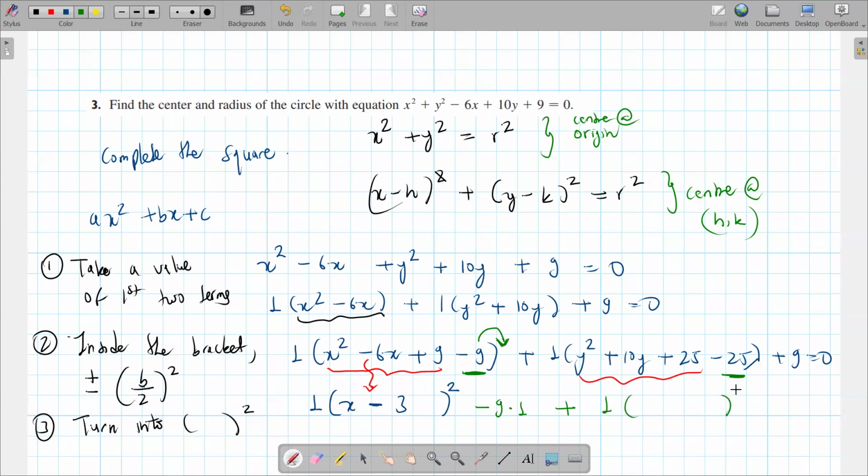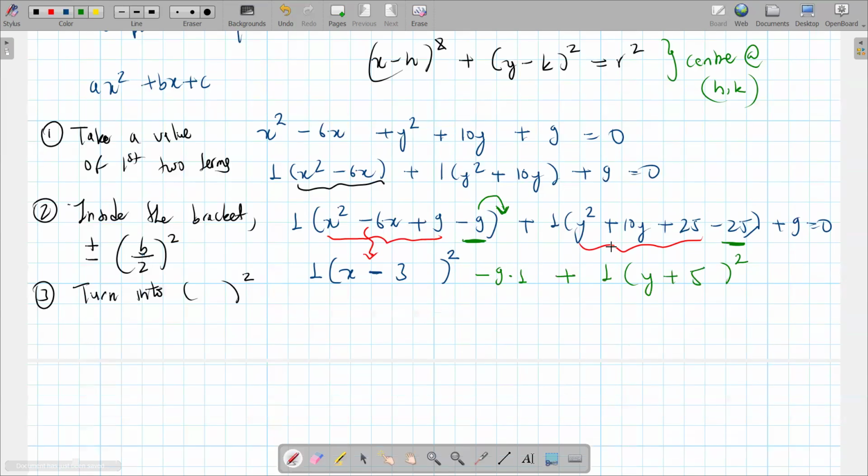Can you tell me what goes in this bracket? y plus 5. Yeah, y plus 5 squared. And then this negative 25, we have to pull it out. And to pull it out, you have to multiply it with the a value in the front. So it'll be minus 25 times 1, and then the only thing that's left at the end is this plus 9 equals 0. Minus 9 plus 9 cancels out.